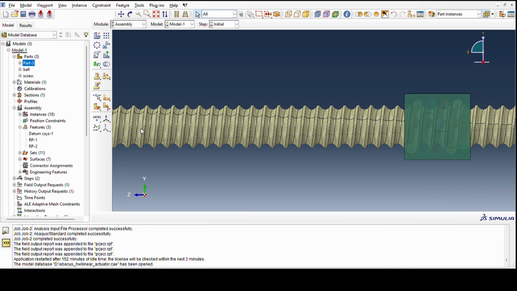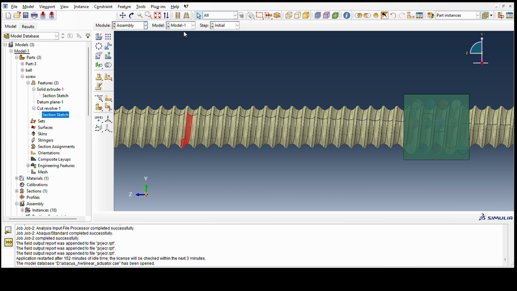The model consists of three major parts: the screw, the ball bearings, and the housing. The effective stroke length of the actuator is 600 mm with a max speed of 55 mm per second. The screw is of 16 mm diameter and 5 mm pitch. The ball bearings are of 2 mm in radius, and the housing is a 25 by 25 by 25 cube.